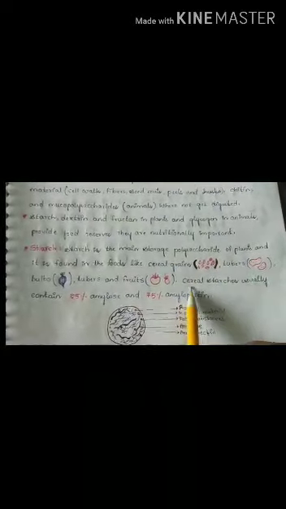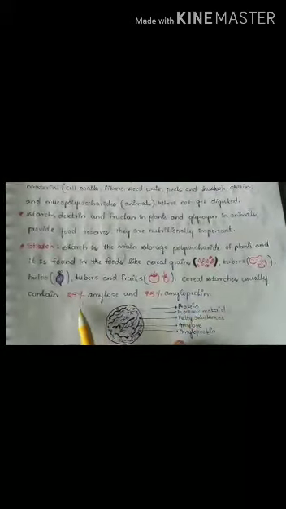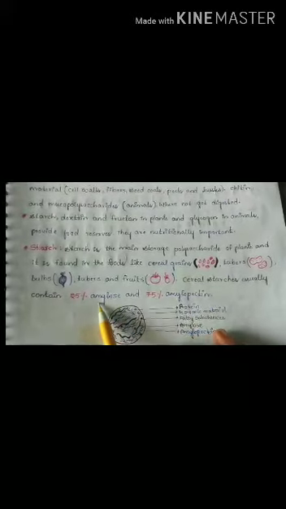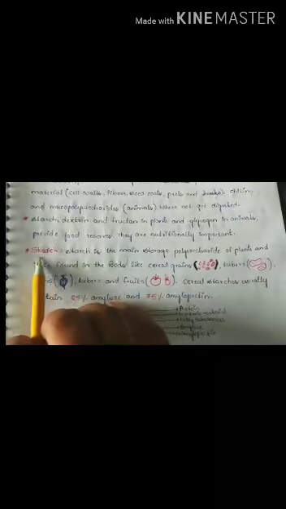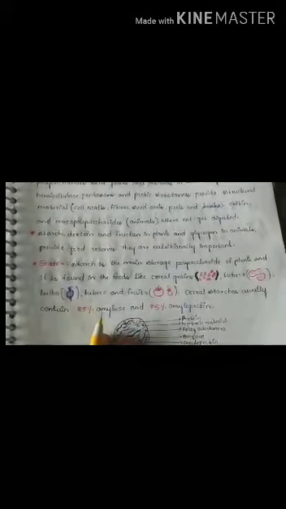The cereal starches usually contain 25% amylose and 75% amylopectin, where starch consists of these two units. Amylose and amylopectin are sugar units. What sugar? Glucose.